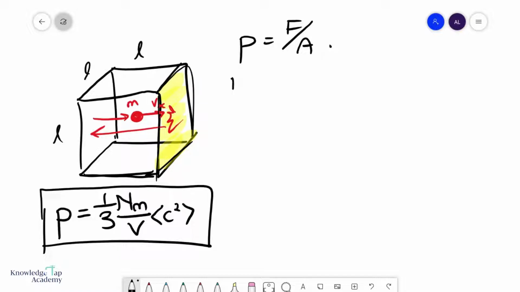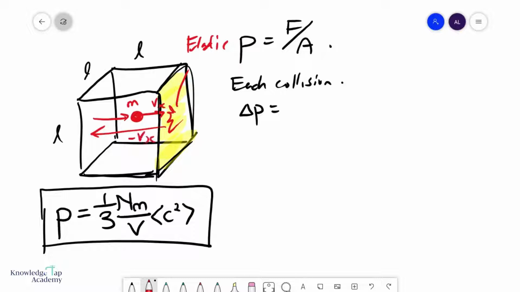Now for each collision, remember that this particle m is going to experience a change in momentum. And this change in momentum, let's figure it out. Of course, remember that each collision is elastic. So it hits and bounces off at a velocity of minus vx. And so this change in momentum will be minus mvx minus mvx, which is minus 2mvx.